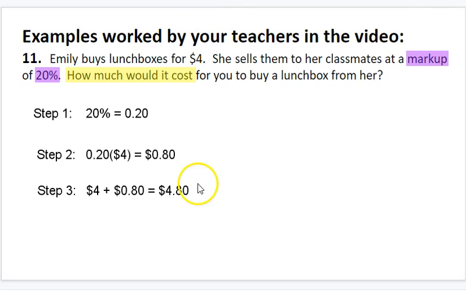Now, it's important to understand what these numbers are. So just to be clear, the 80 cents, oops, I colored that the wrong color.